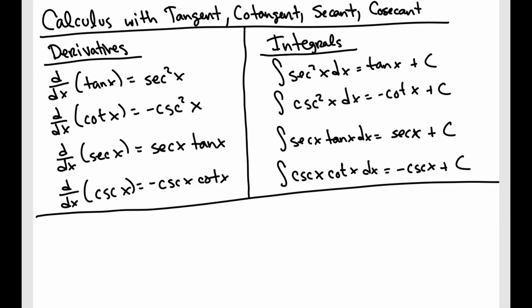The derivative of tangent is going to be secant squared of x. The derivative of cotangent is negative cosecant squared of x. The derivative of secant is secant x tangent x. The derivative of cosecant is negative cosecant x cotangent x.